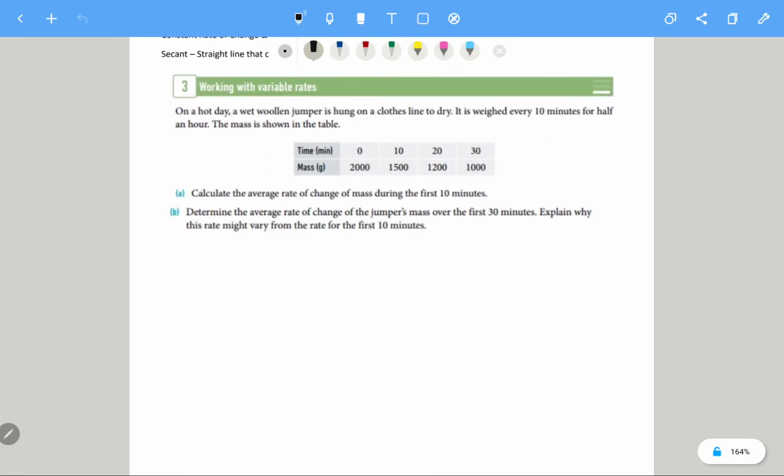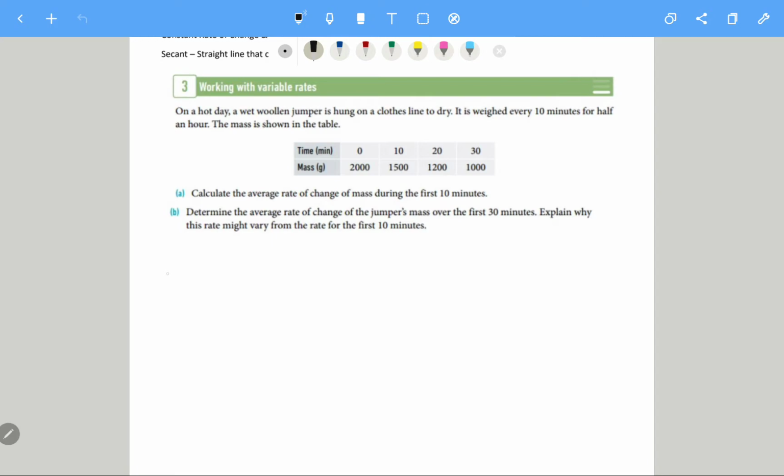On a hot, wet day, a wet woolen jumper is hung on a clothesline to dry. It is weighed every 10 minutes for half an hour. The mass is shown in the table below. We've got the time in minutes, 0, 10, 20, 30, and the mass in grams is 2,000, 1,500, 1,200, 1,000. Calculate the average rate of change of mass during the first 10 minutes. So what is it? Well, the mass has gone down 500 and the time's gone up by 10 minutes.